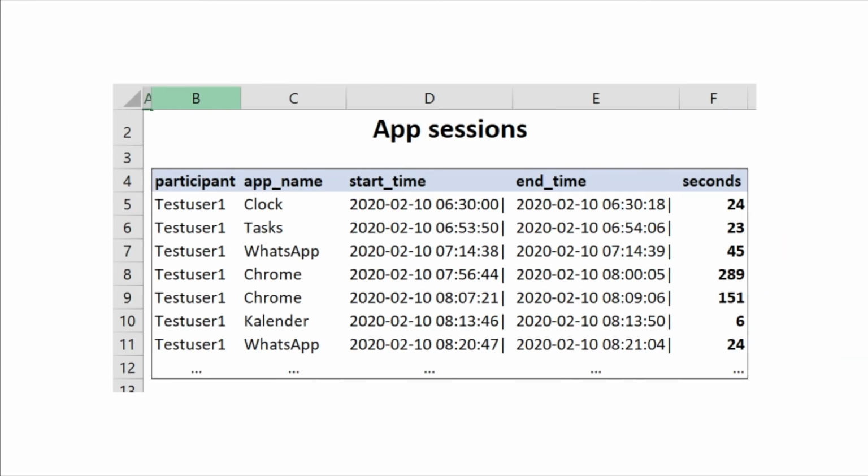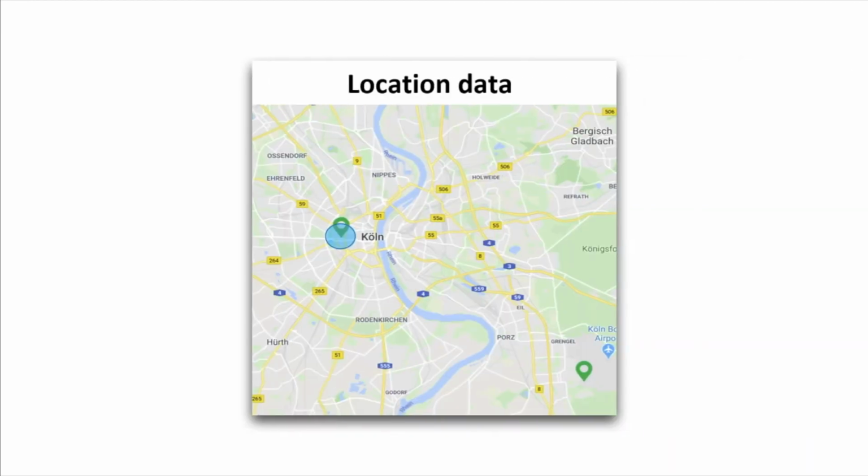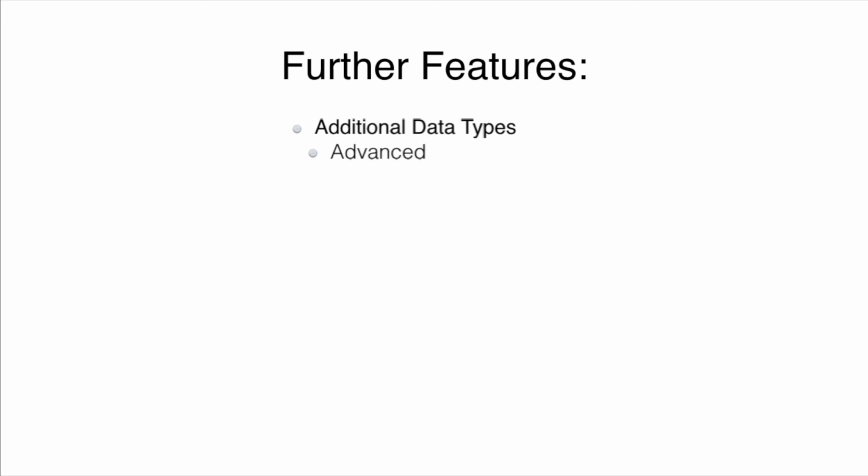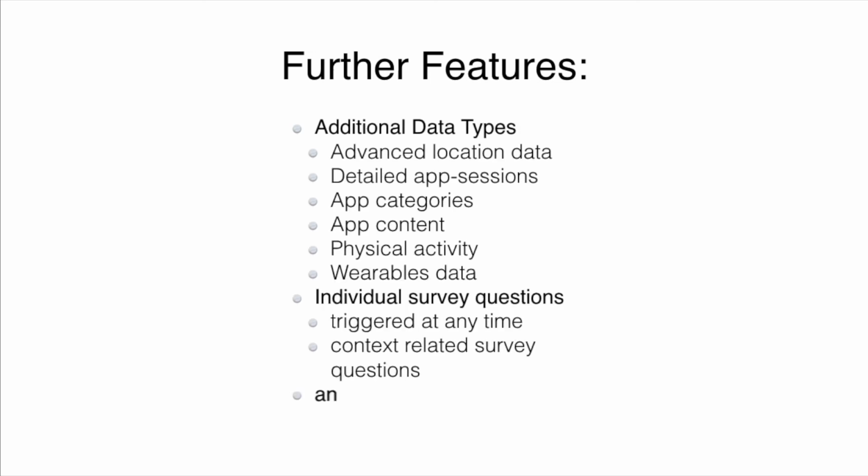detailed app sessions in seconds, and location data of your participants. Additional data types are also available, including physical activity and data from wearables. You can trigger survey questions at any time or context-related via app notifications.